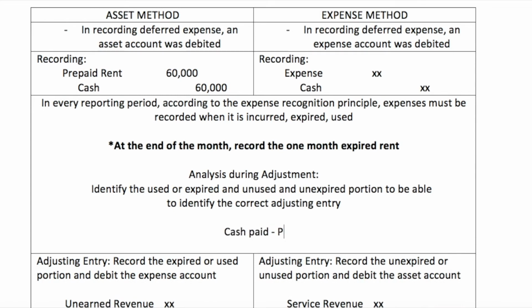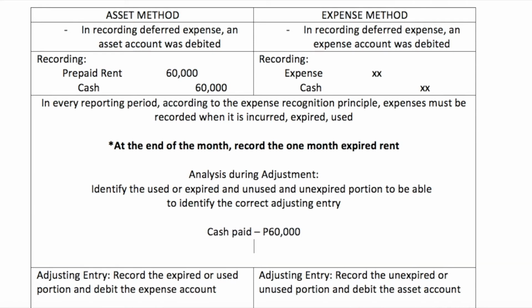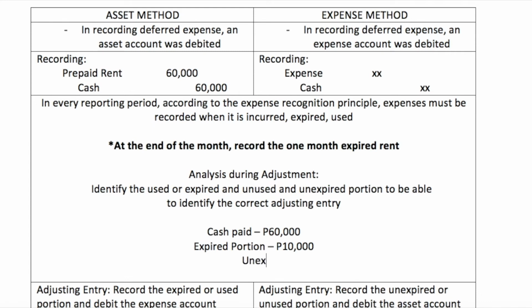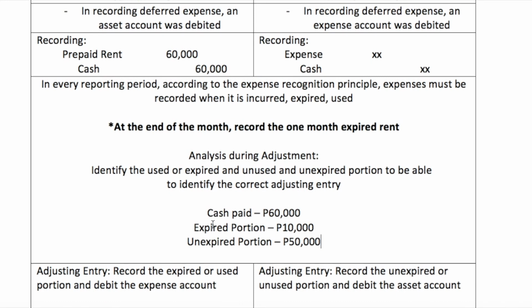How much was that? 60,000. And then the used or expired portion is what? One month for six months, 10,000. Miss, how did you get that? 60,000 divided by 6 months, so 10,000. So meaning the unexpired portion is still at 50,000. According to the expense recognition principle, when you say expired portion, we should declare this as expense, right? And if it's unexpired, we should declare that as a prepaid asset.